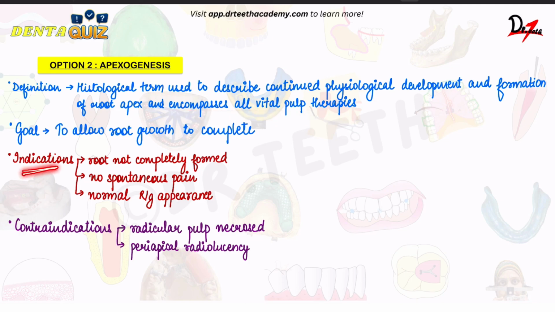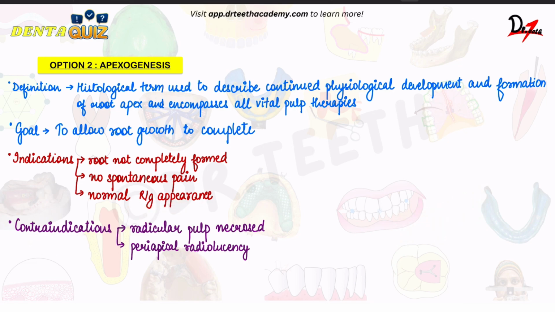The indication for this is root not completely formed. Obviously, there should be open apex. There should be no spontaneous pain, right? When there is no spontaneous pain, obviously, that is when we go for modalities like DPC, IPC, pulpotomy, and there should be normal radiographic appearance.